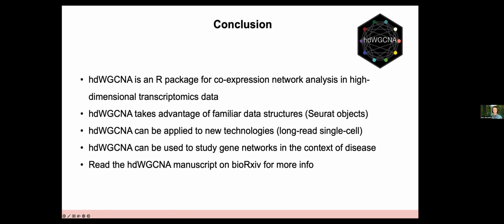Anyways, that is essentially all I have to show you today. So in conclusion, hdWGCNA is an R package for co-expression network analysis in high-dimensional transcriptomics data. And it is entirely technology agnostic. We showed that it was very easy to adapt it to nascent technologies like long-read single cell. And single cell proteomics is emerging as well, so I think it could be adapted for that use case. Very importantly, hdWGCNA takes advantage of familiar data structures, namely Seurat objects, which I think will increase its usability. Because I think the classic WGCNA is not very user friendly, whereas with Seurat, there are a lot of wet-to-dry converts using it these days, and I had those people in mind for this package. And hdWGCNA can be used to study your disease of interest, whatever your condition is, and we have lots more info in our manuscript on bioRxiv.